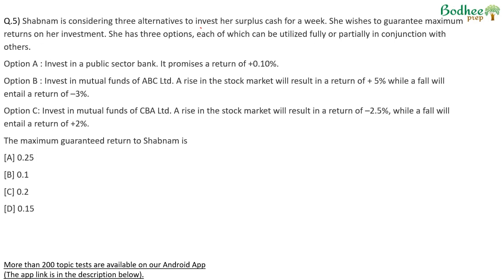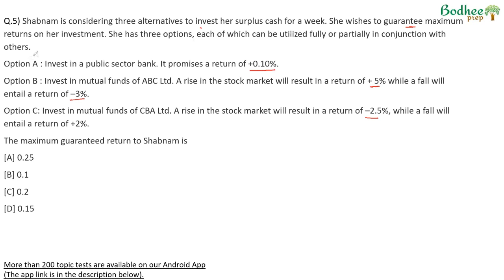So basically, there has to be a guarantee on the return and it has to be maximum. Now, option A, invest in public sector bank, return is 0.1%. Option B, invest in mutual fund ABC, rise in stock market, returns 5%, fall in stock market leads to a loss of 3%. Option C says rise in stock market leads to a loss of 2.5%, fall will entail a return of 2%.